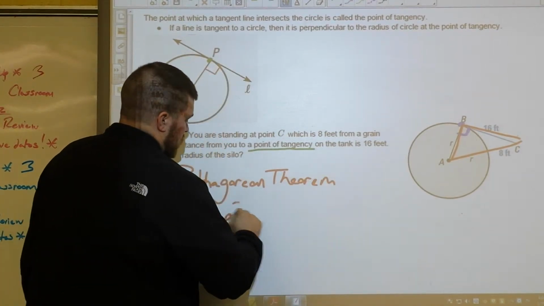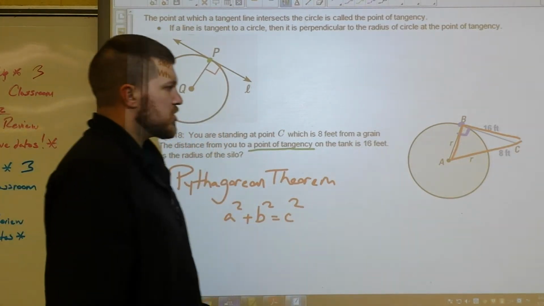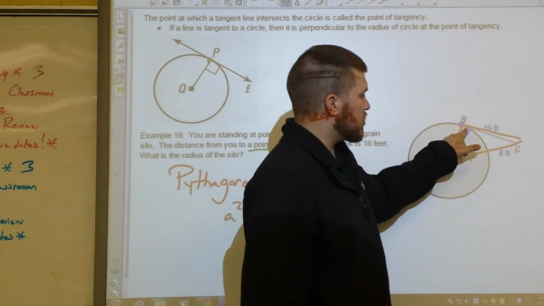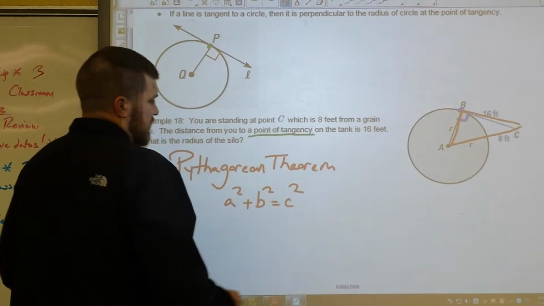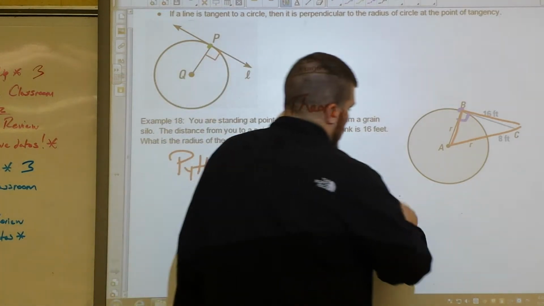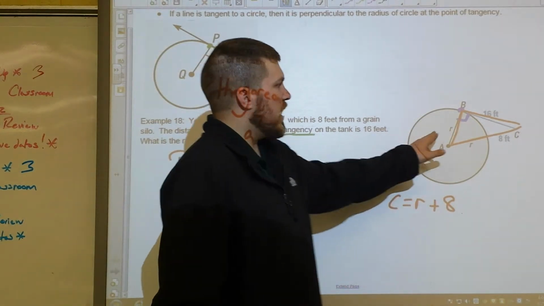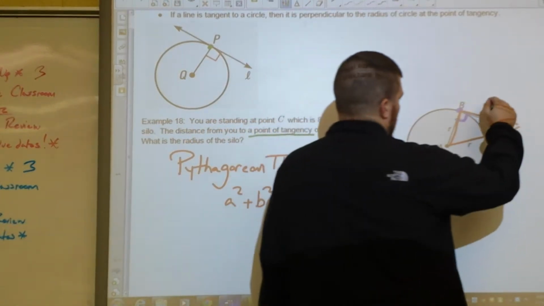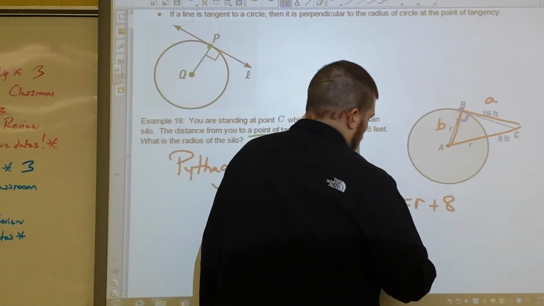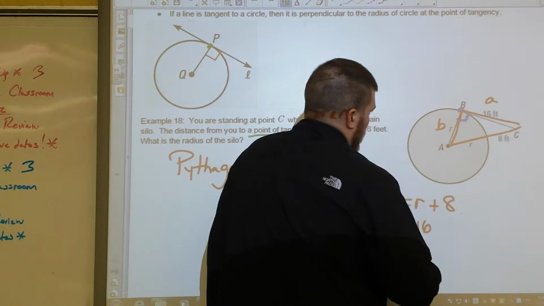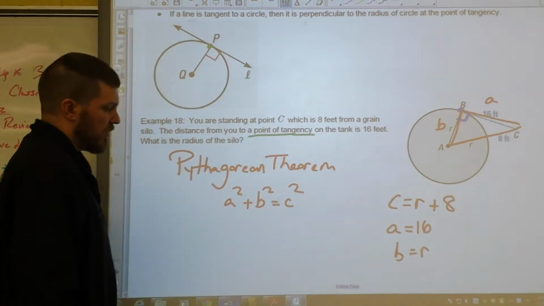And that's a squared plus b squared equals c squared. Here, c squared is always your hypotenuse, and the hypotenuse is always directly across from your 90-degree marker. So my c is going to be r plus 8. And it doesn't really matter what a and b are. I'm going to call this side a, this side b. I'm looking at the sides of my triangle. So a is going to be 16, b is going to be r. And I'm just going to plug into my Pythagorean theorem now.